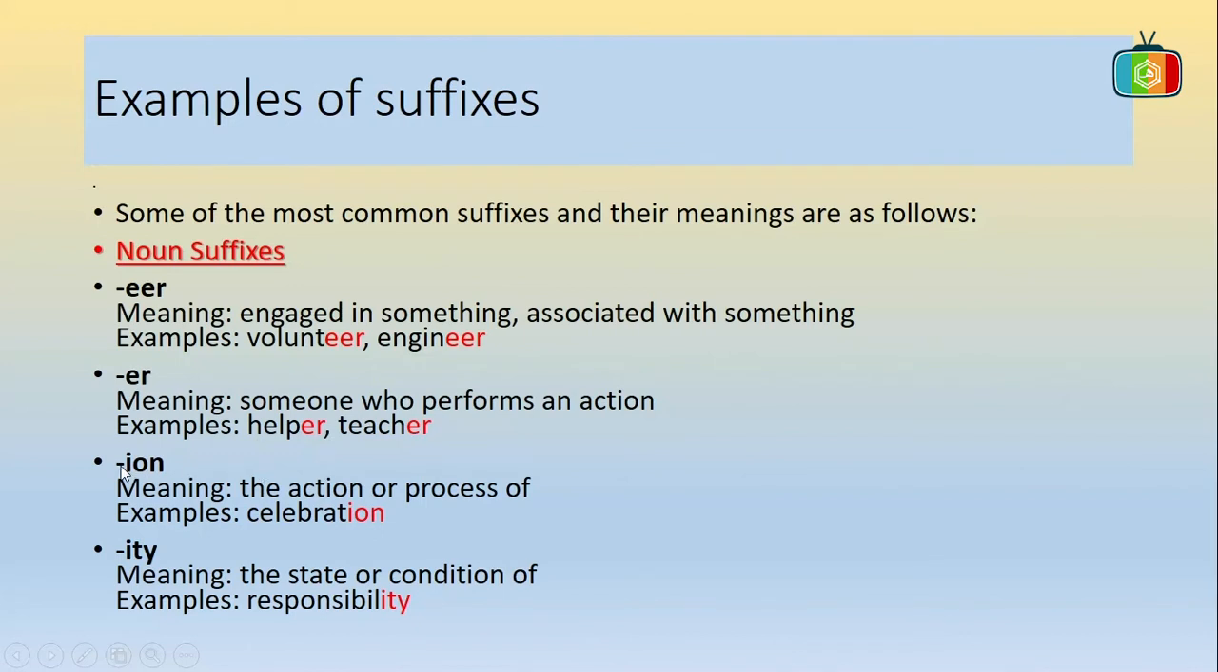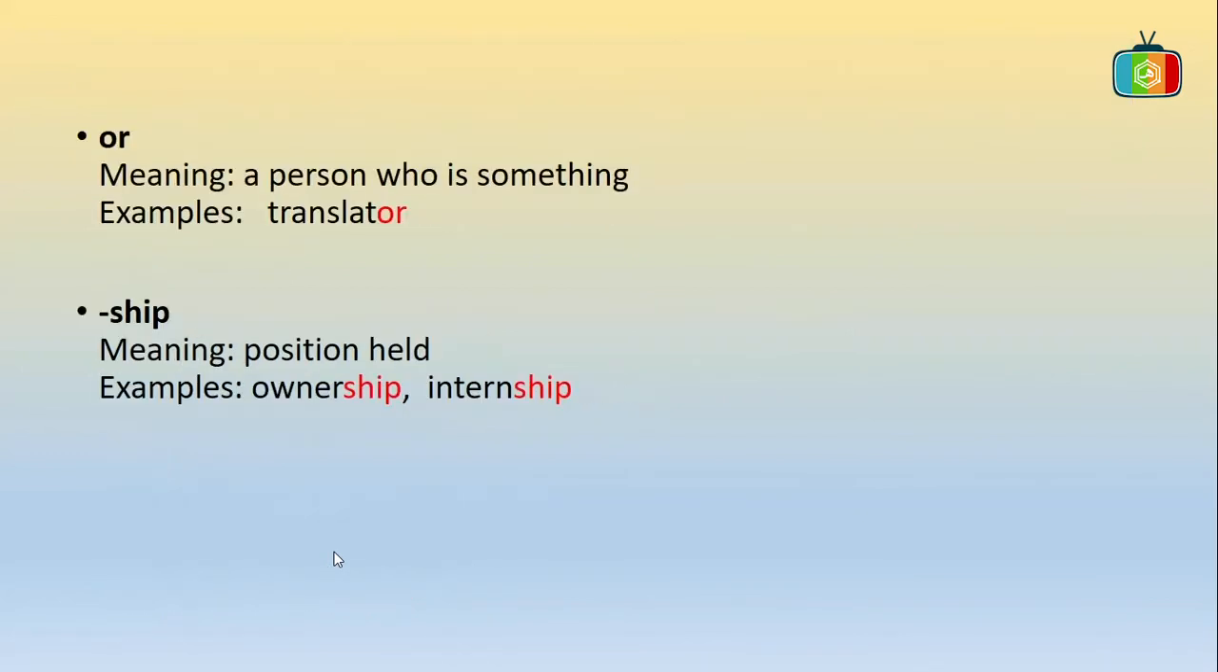Here we have ion, which means the action or process of. For example, celebrate, it's going to be celebration. Here we have ity, which means the state or condition of, like responsibility. Okay, one more suffix. We have or, which means a person who is something. For example, translator. And finally, we have ship, which means position held. For example, ownership and internship.